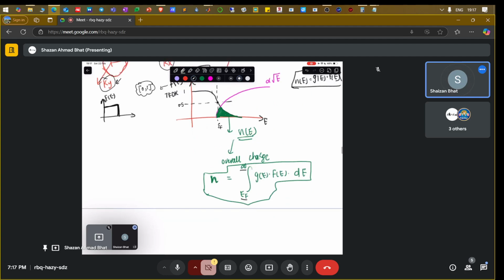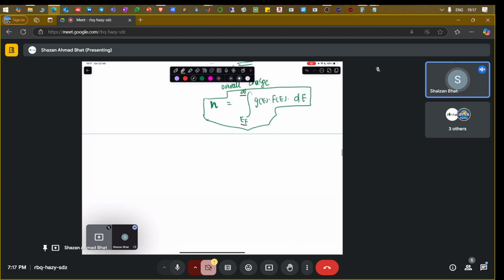Now what happens in 2D? If you have a two-dimensional system, this is some level. That means that this is density of states. It's independent of energy. This is energy. If it's independent, it'll be constant, it'll be flat. The Fermi function is again going to look like this. Okay, this is the Fermi function. And then you see the overlapping region looks something like this. So this is the overall charge density. This is n as a function of E.